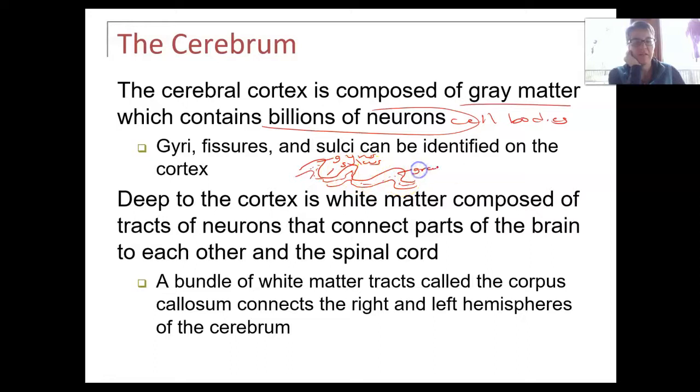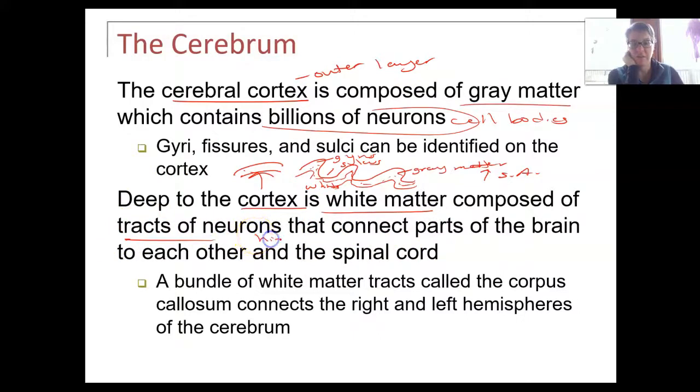And when I have all these ups and downs, gyrus and sulcus, it increases surface area. So I have more brain power as opposed to just a smooth surface, right? So I have white matter bringing signals to the gray matter. So down below, deep to the outer layer. So the outer layer is the cerebral cortex. Deep to it is white matter because that's my highways, my tracks of neurons. That's my highways of axons, bringing information there.